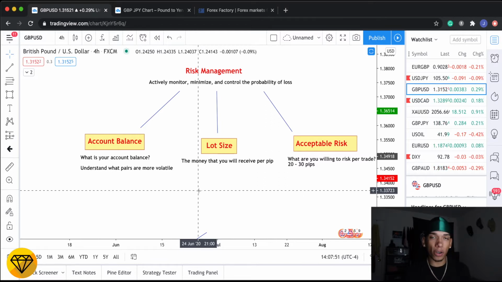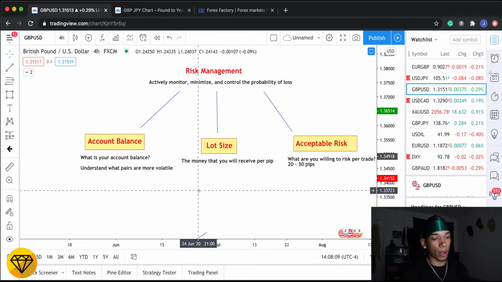Understand your account balance and understand what pairs you need to be trading for your account balance, right? If your account balance is $100, stay away from gold unless you're not a beginner, right? If you're somebody like me, I'm very comfortable, like I said, depositing $100 and just trading gold for the whole week, right? And flipping my account to whatever size, right?